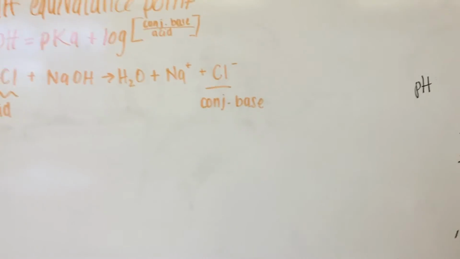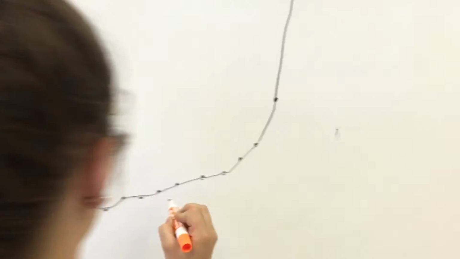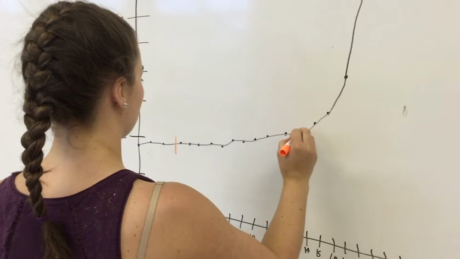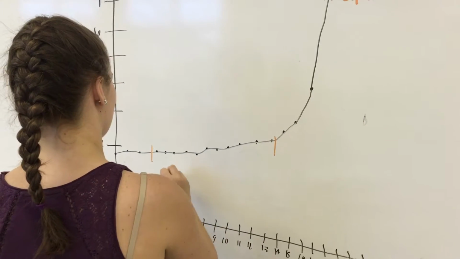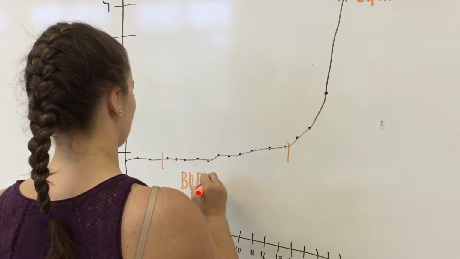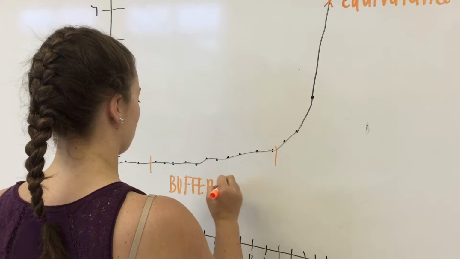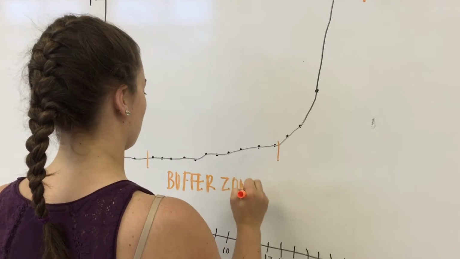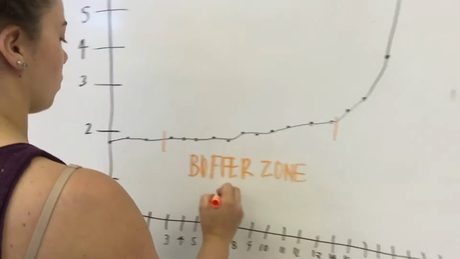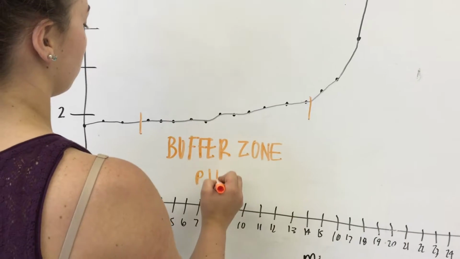Olivia is now identifying the buffer zone. During the buffer zone, pH does not change much because any acid or base added will bond with the ions present in the solution, resulting in no change to pH.